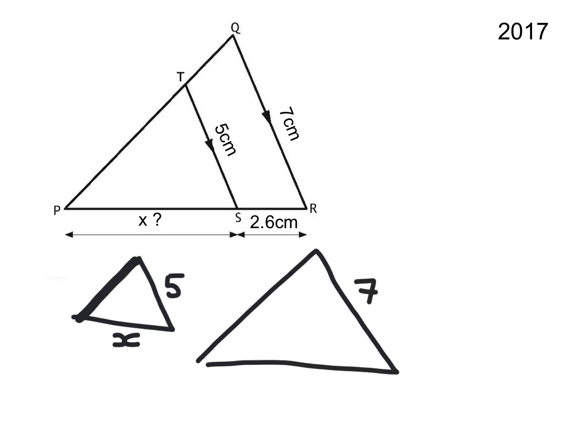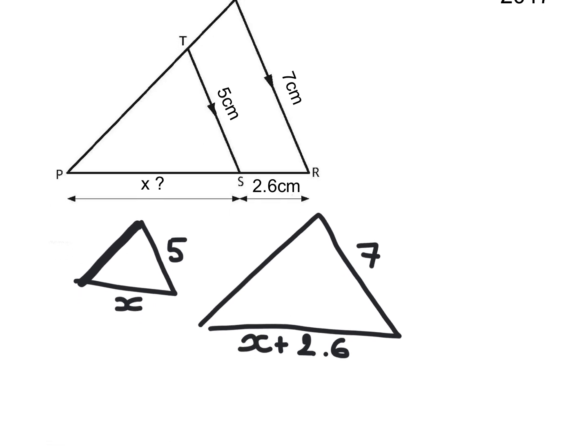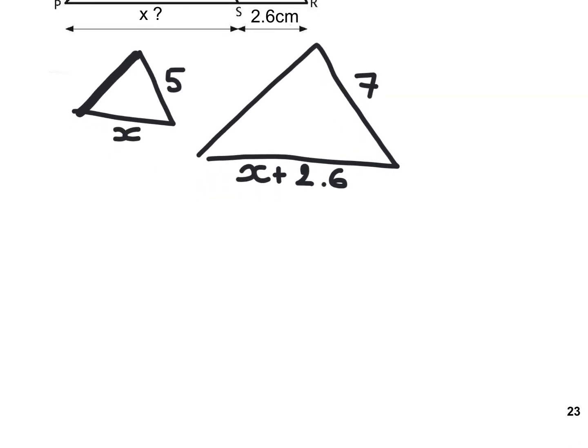Now I've got no option this time. This long bit for the full triangle is going to have to be written as X plus 2.6. Okay, now what I'm going to do is I'm just going to move this up so I've got some more room because there's my question now in front of me. Now, I am going to treat this as being a reduction question. I'm going from 7 to 5. So my reduction scale factor will be small over big, so 5 over 7.